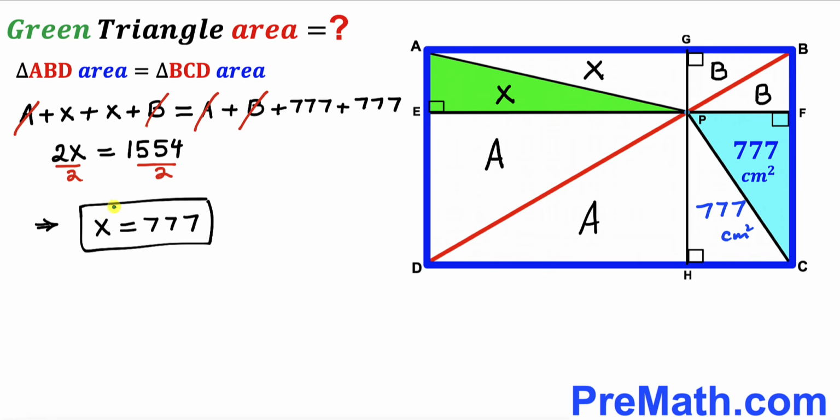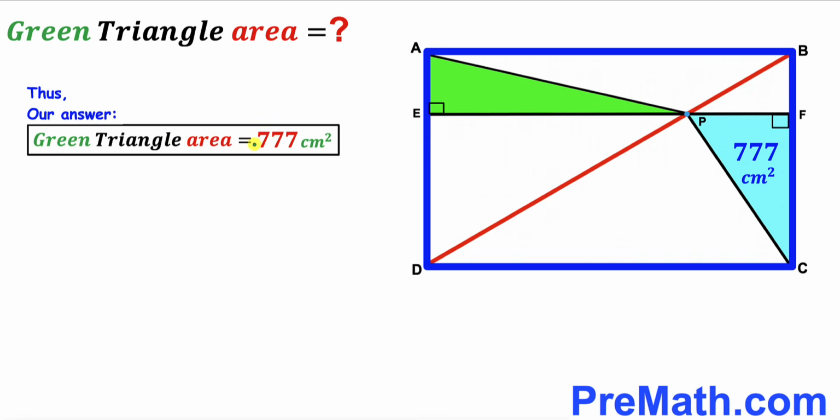Now we can see that X represents the area of this green shaded triangle, and our X value turns out to be 777. Thus our green shaded triangle area is 777 centimeter square. After all the calculations and manipulations, the area of this green shaded triangle turns out to be 777 centimeter square. And that's our final answer.